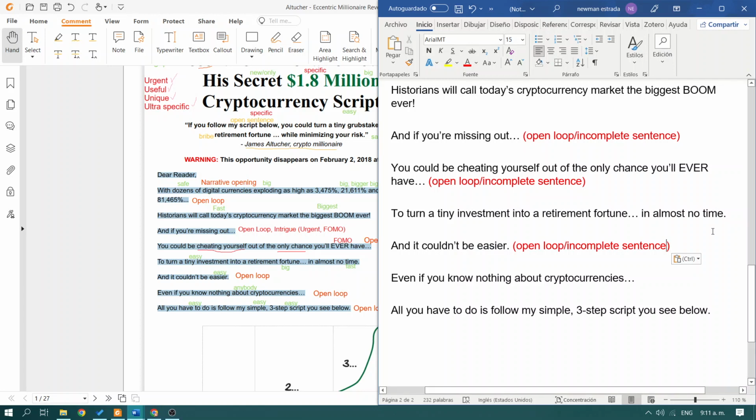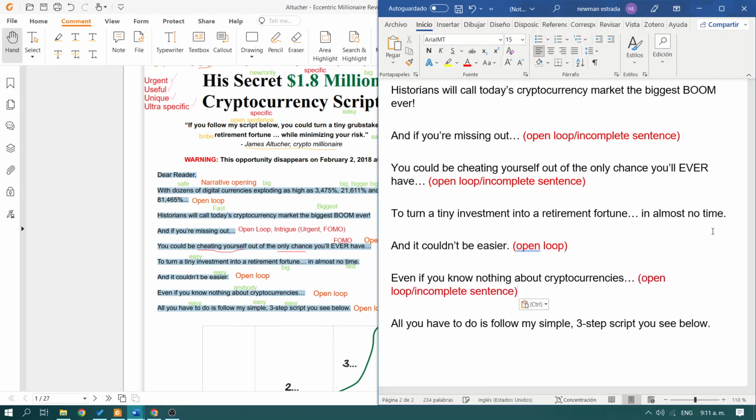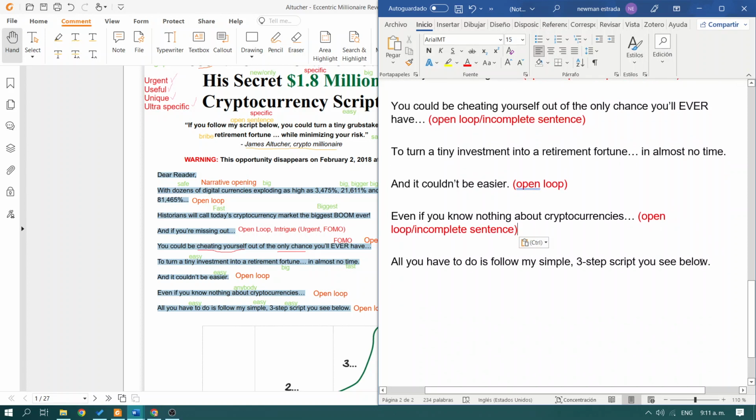This is not an open loop. Even if you know nothing about cryptocurrencies, all you have to do is follow my simple 3-step script you see below.